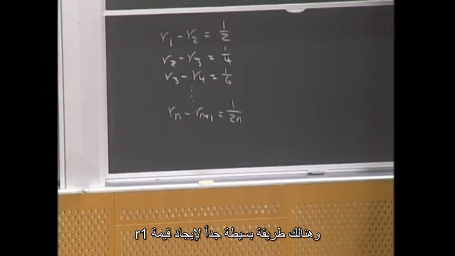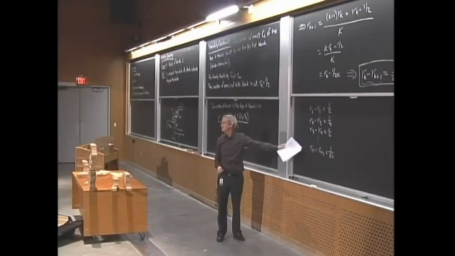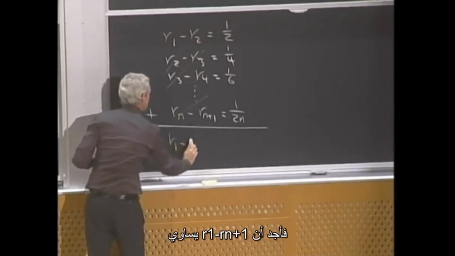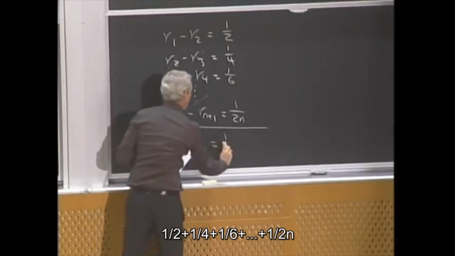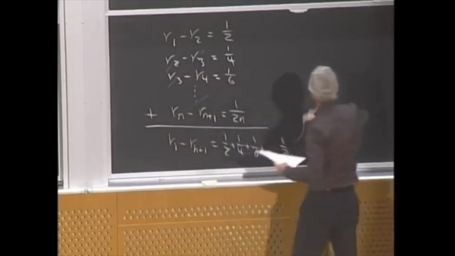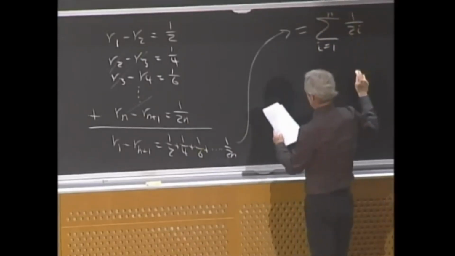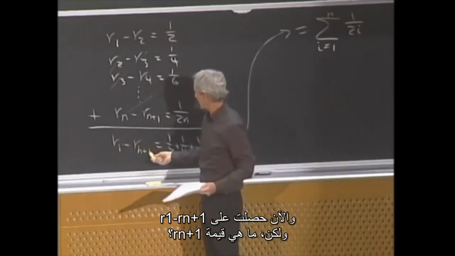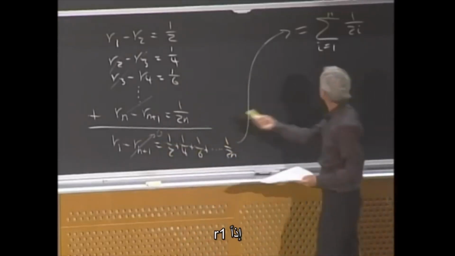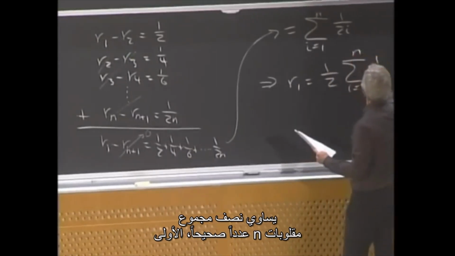All right, now there's a very easy way to figure out what R1 is, which is what we're after. How far out is the top block? Add them all together. And everything cancels. So I get R1 minus Rn plus 1 equals 1/2 plus 1/4 plus 1/6 out to 1 over 2n. All right, so that's just equal to the sum, i equals 1 to n, 1 over 2i. Now I got R1 minus Rn plus 1. But what's Rn plus 1? 0. That's the table. The table doesn't hang out over itself. So in fact, R1 equals a half of the sum of the inverses of the first n integers.